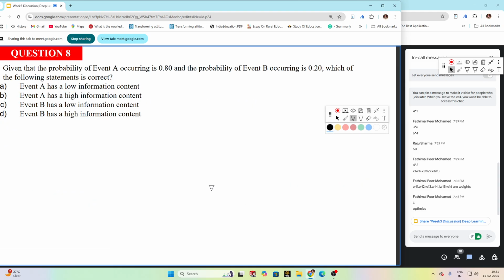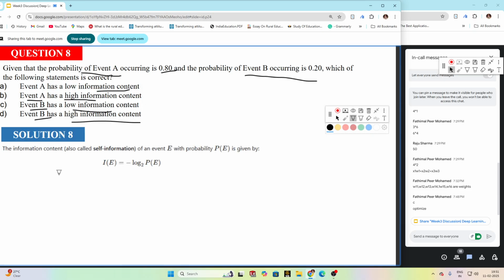So this is question number 8. This is related to information content, again another thing for entropy. Given the probability of an event A occurring is 0.8 and the probability of event B occurring is 0.2, which of the following statements is correct? Event A has lower information content, event A has higher information content, event B has low information content, event B has high information content. Information content is related to your probability by this formula. So what does this formula mean?